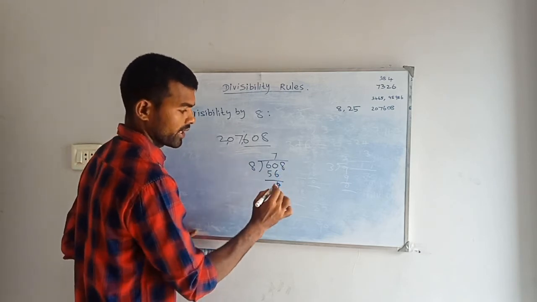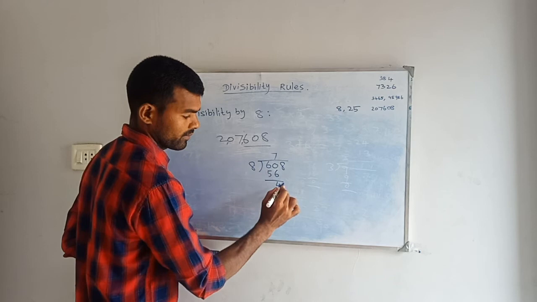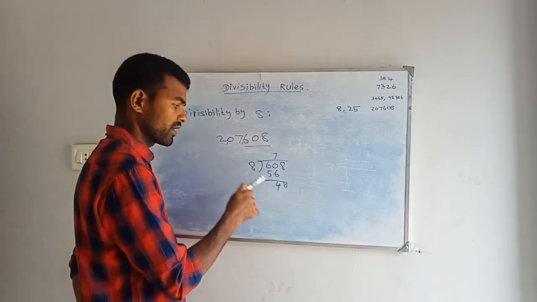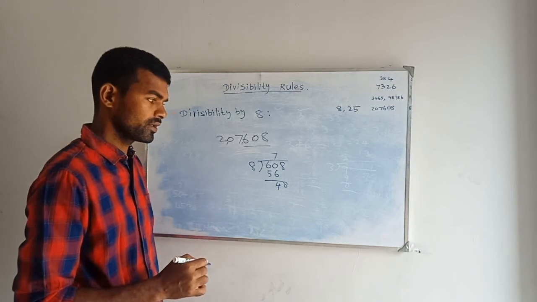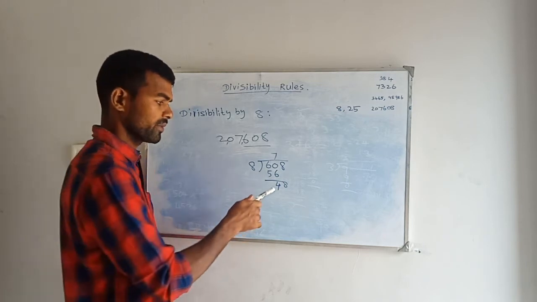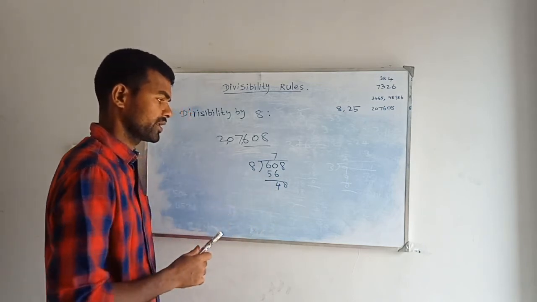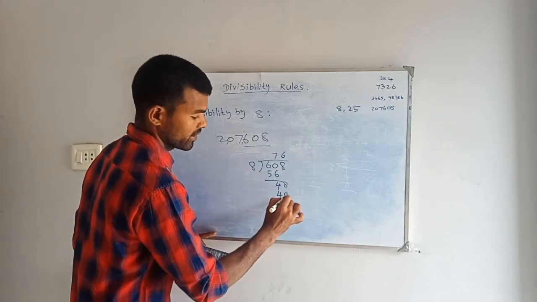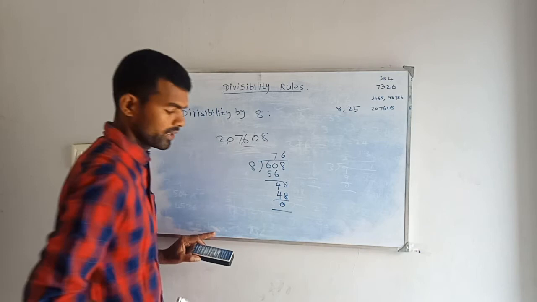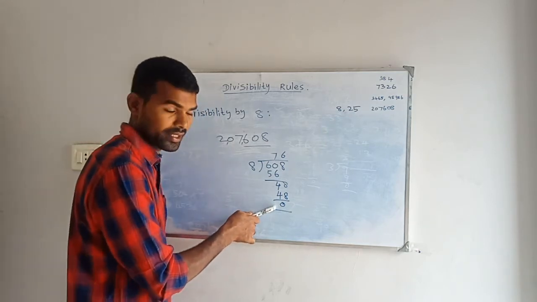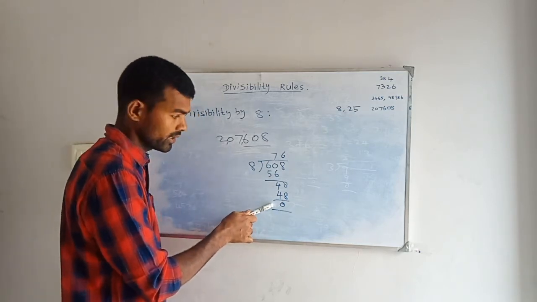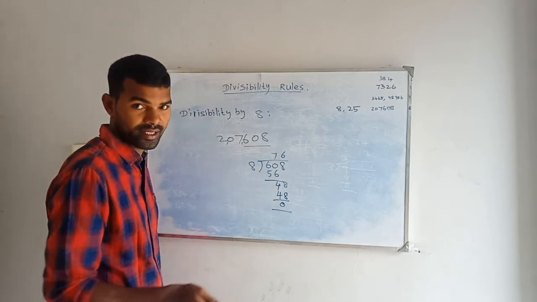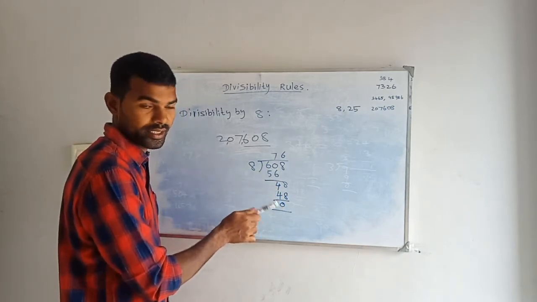Now take the 8 below, bring it down. In 48, how many times can you divide by 8? 48 divided by 8, 6 times 48, and the remainder is 0. See now, there is no remainder. Since there is no remainder, the number 608 can be divided by 8 exactly.